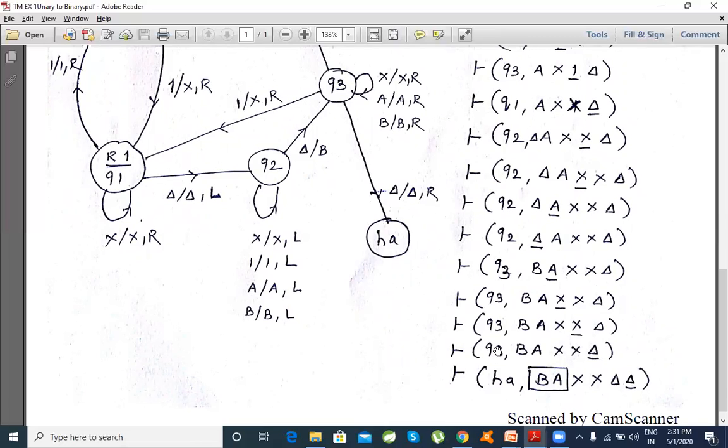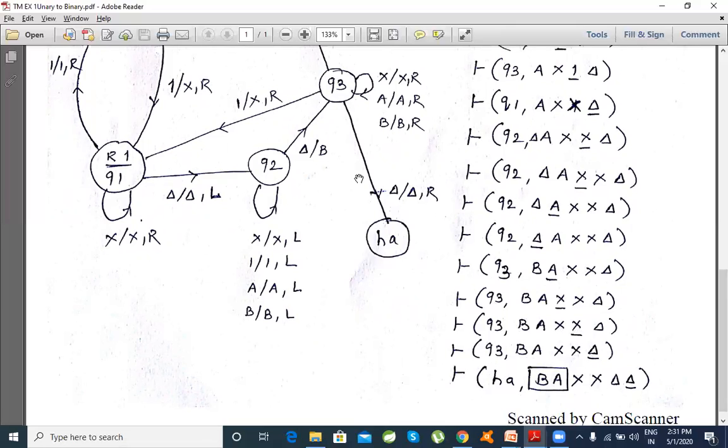And being in Q3, if you are reading null, this null would be replaced by null, and we are accepting the halting statement. Once your input is exhausted, we take the moves from Q3: X is replaced by X, we move towards right. Now the condition is, being in Q3, there are no more ones left. All the ones we have already processed. So being in Q3, if null is received, I'll switch from Q3 to HA.